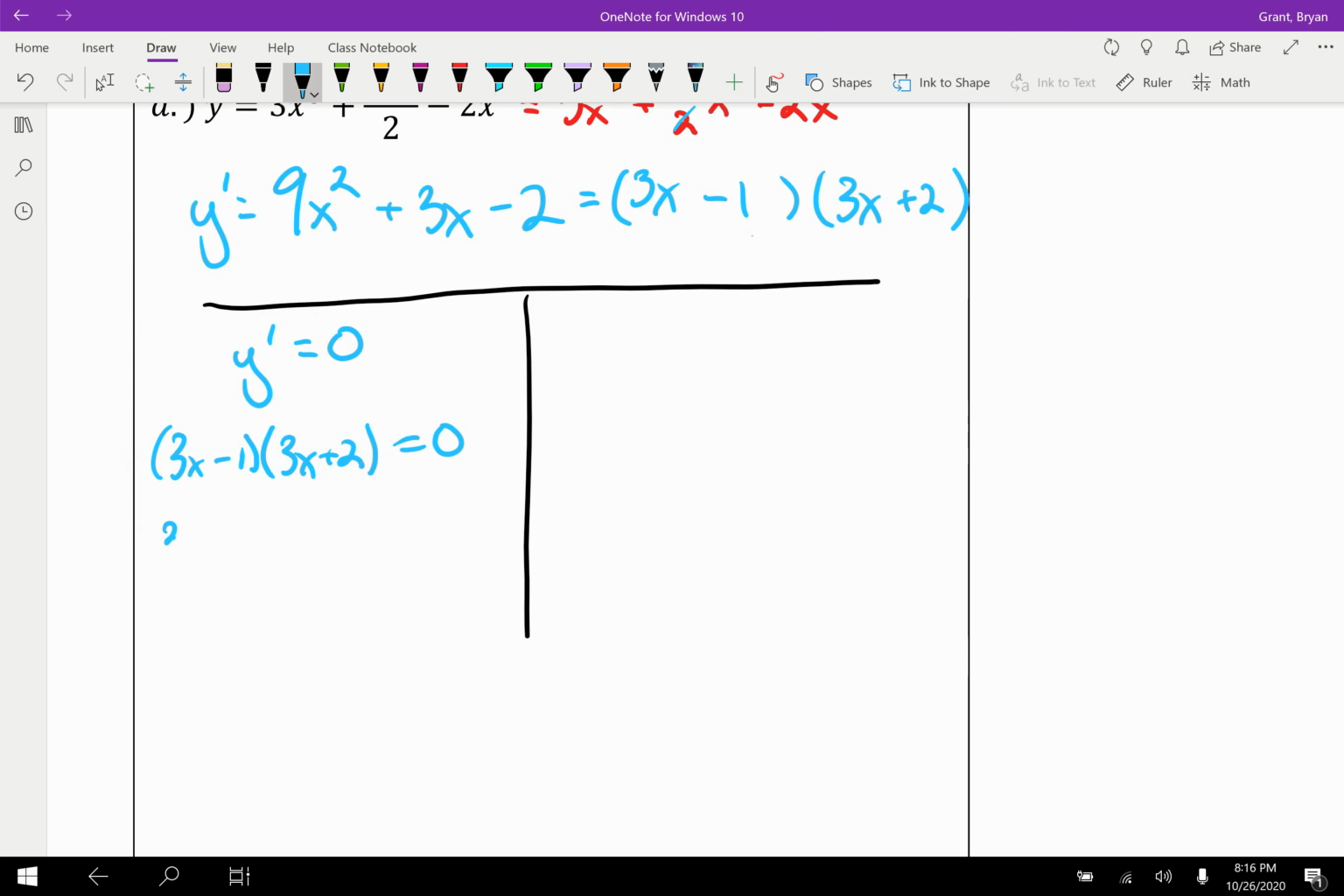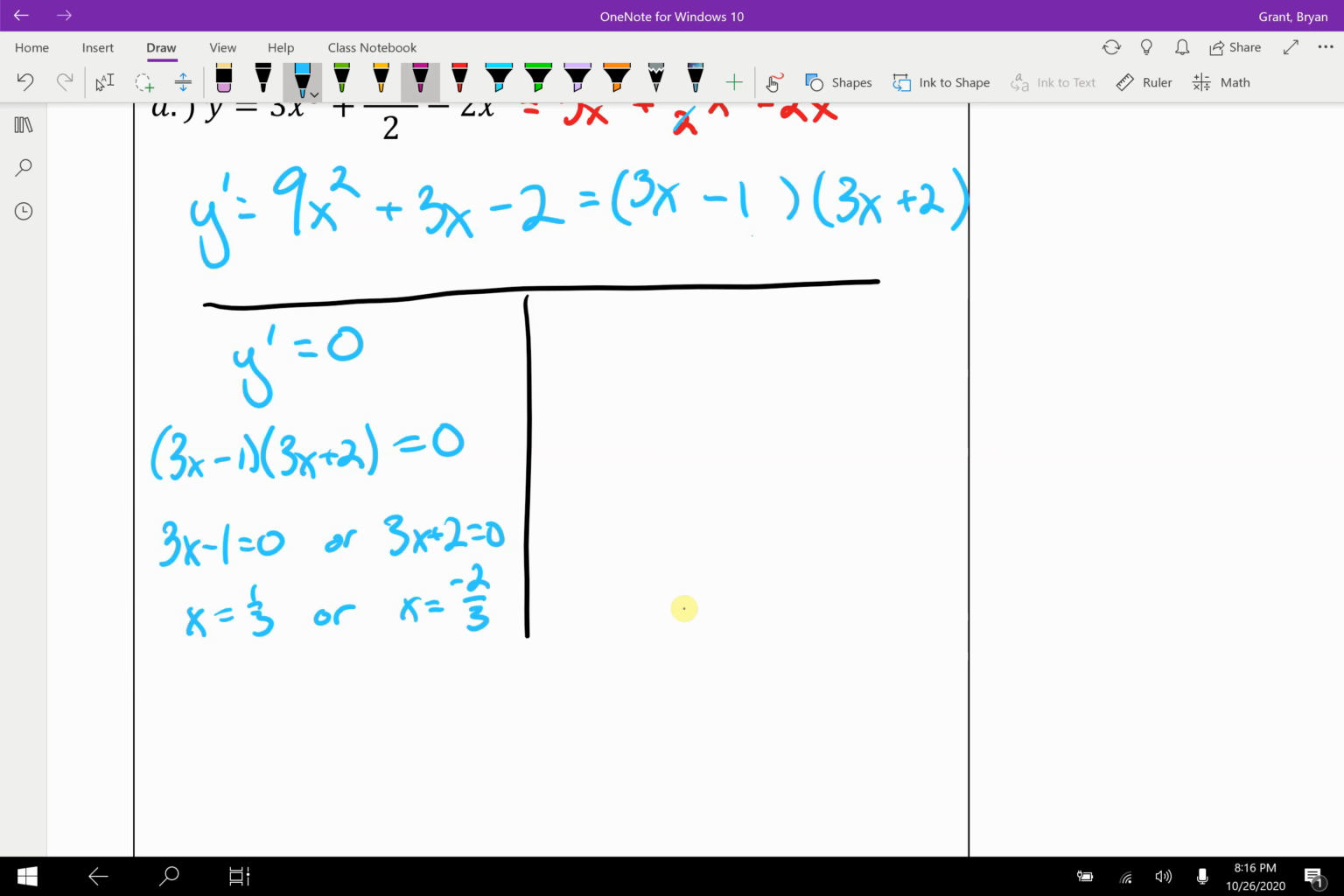Okay, once we're here, we make our 2 equations, zero product property, and then do a little mental math. We end up with x is 1/3, or x is negative 2/3. Cool. Found those 2 critical points.